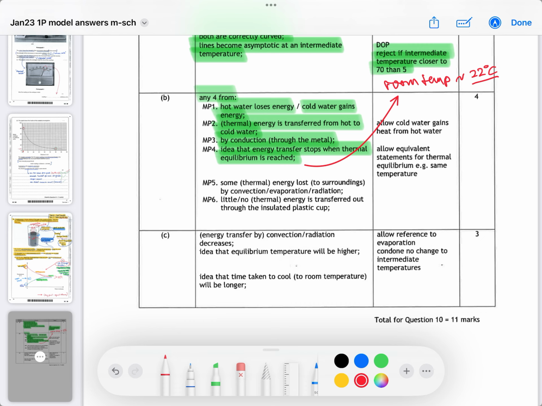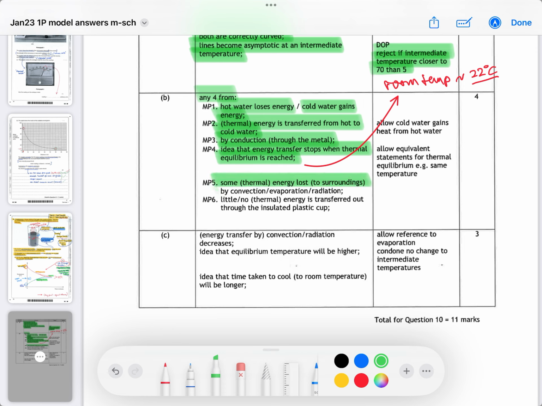Yeah? As long as you say they'll both reach the same temperature. And they shouldn't cross. One of my students, I saw him writing it, and he'd crossed the lines. And the hot one's not going to get colder than the cold one. Okay? And then it says, some thermal energy is also lost to the surroundings.